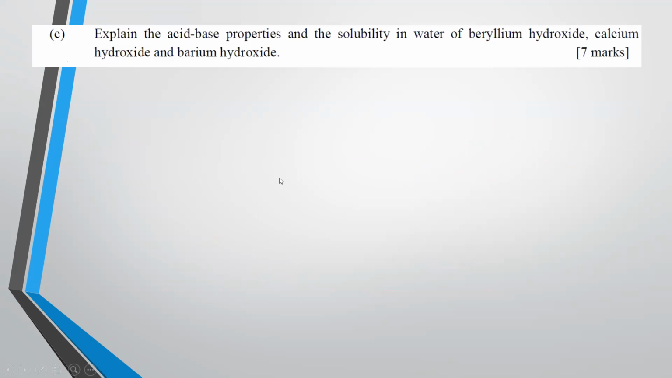Finally, we go to 6C. Explain the acid-base properties and the solubility of beryllium hydroxide, calcium hydroxide, and barium hydroxide. So you must first mention that beryllium hydroxide is amphoteric. Generally, you have to mention that basicity increase from beryllium hydroxide to calcium hydroxide to barium hydroxide. So this is the first keyword.